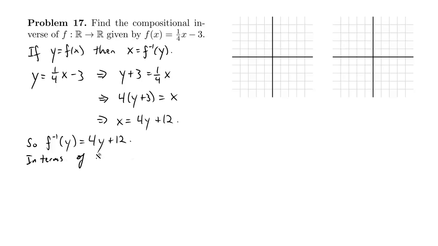We can also rewrite this in terms of x. So f inverse of x is 4x plus 12. If we plot the line for f and for f inverse, you'll see that they are reflections of each other in the line y equals x. In a later topic, we'll talk about logarithms, and we'll see how compositional inverses are useful for solving equations.